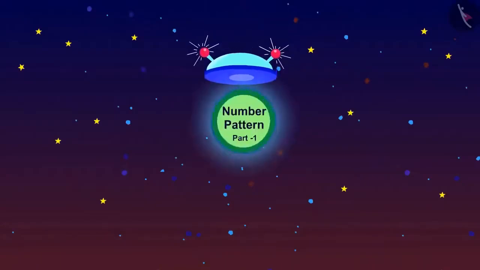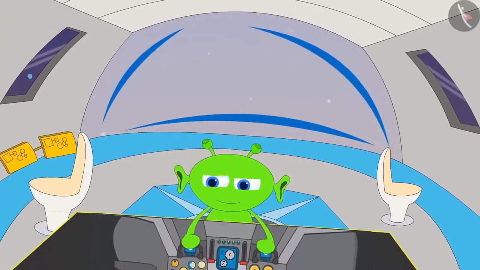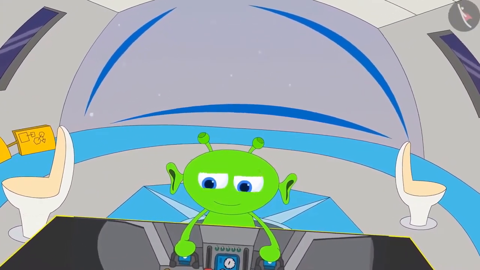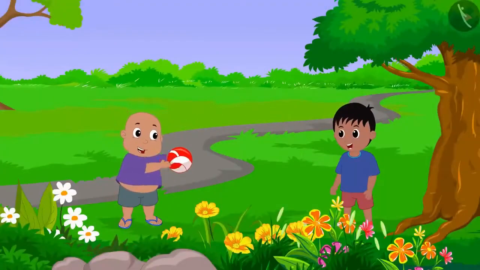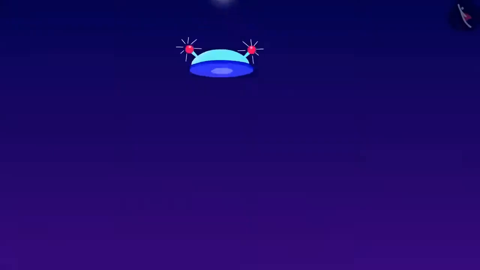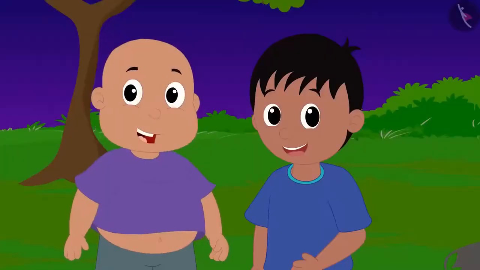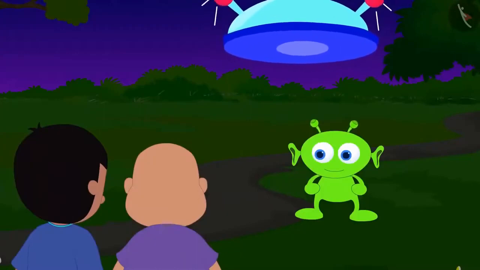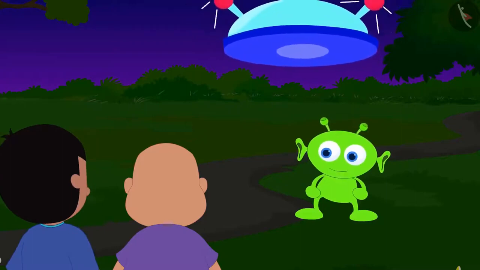Children, in this video, we will learn about number patterns. The alien is going to meet Raju and Bablu today with his flying saucer. Raju and Bablu were playing in the park when the alien also reached there. Raju and Bablu are very happy to see the alien. The alien told them that today he will take them to a unique world.